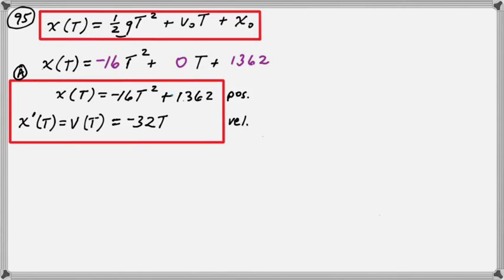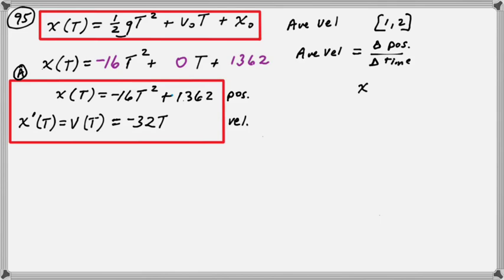Okay, part B wants us to find the average velocity on a time interval from 1 to 2. Average velocity, you need to know, is the change in position over the change in time. That means the position at time 2 minus the position at time 1 over the change in time, 2 seconds to 1 second would be 1 second.